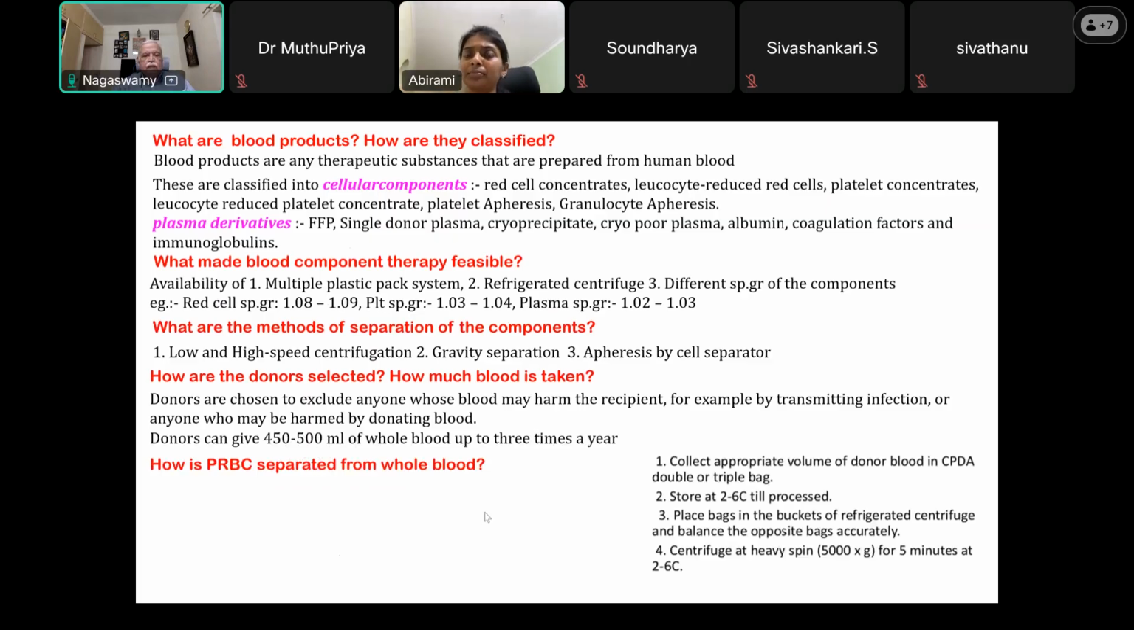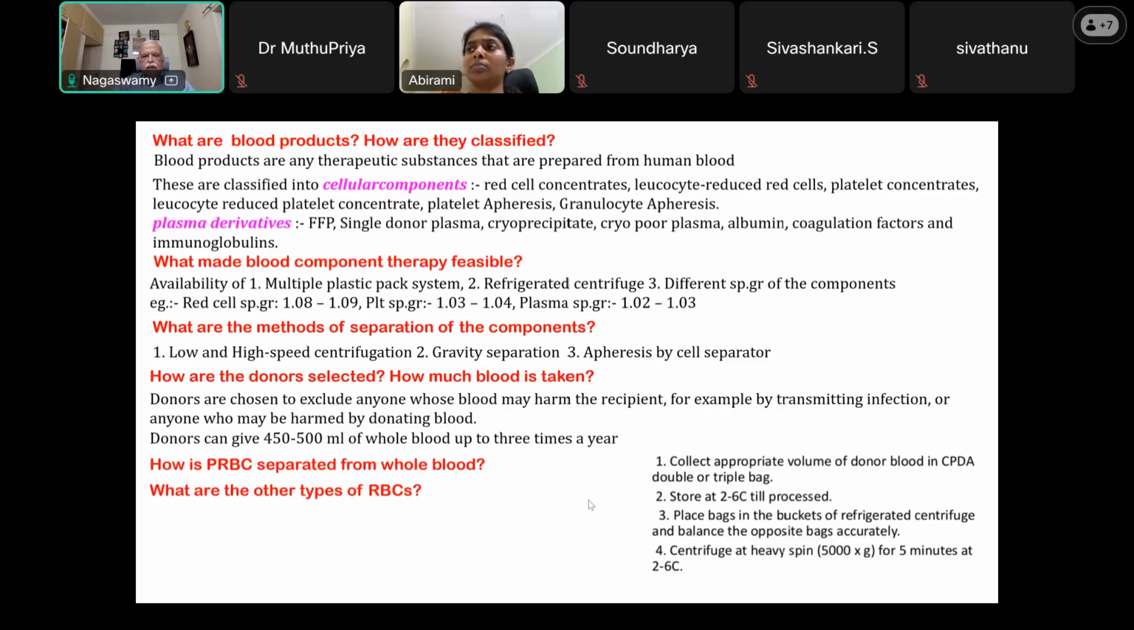And CRBC is separated by collecting the whole blood, then store it at 2 to 6 degrees till it is processed. And plastic bags are kept in the buckets of refrigerated centrifuge and balanced. And then heavy spin of 5000 G. This is what I told you. The unit of the spinning is 5000 G for 5 minutes at 2 to 6 degrees centigrade. Then you will get the supernatant plasma, and the cells will settle down.